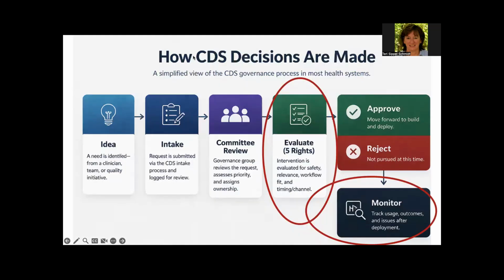We also discussed how CDS decisions are made within a healthcare system. Someone has an idea for a clinician or for a particular problem or calculator they'd like to solve. It goes in through a form, there's a committee review, and then we evaluate the 5 rights. So the primary place that CDS hooks comes into play is evaluating the 5 rights and how to design the CDS intervention. So we look at the 5 rights as we're going through the build phase of a service. And then that same service, before it's deployed, is going to go through an approval and a rejection process, and CDS hooks doesn't really play a role there.